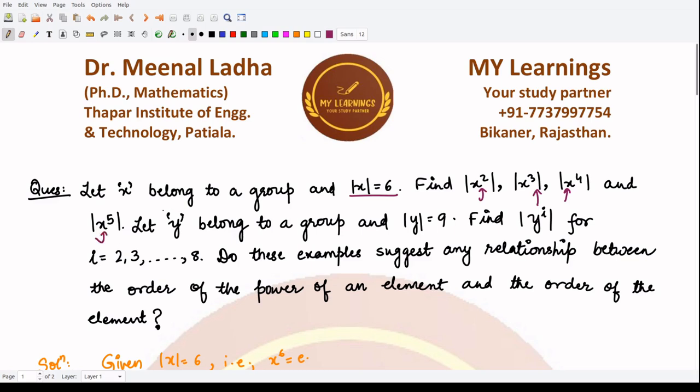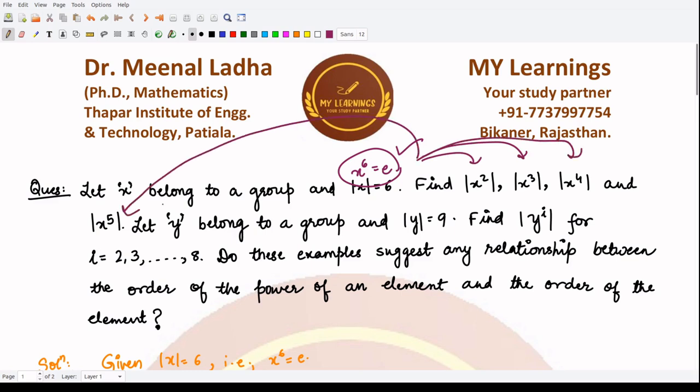So if you remember the definition of the order of an element, it is the smallest positive integer, let's call it n, such that when you raise the element to the power n, you get the identity element of the group. Now because we are given the order of x as equal to 6, what does it mean? It means that we have x raised to power 6 as equal to e. So we have to make use of this fact to calculate the order of x square, x cube, x raised to power 4 and x raised to power 5, correct?